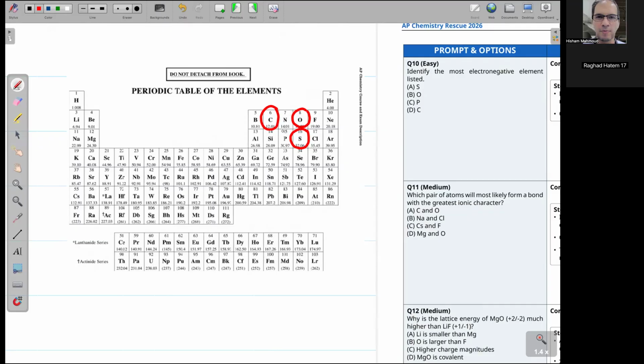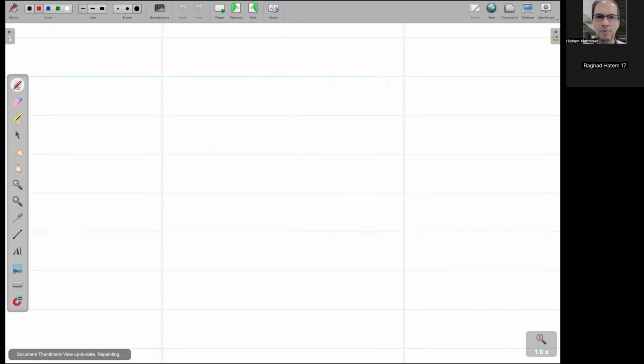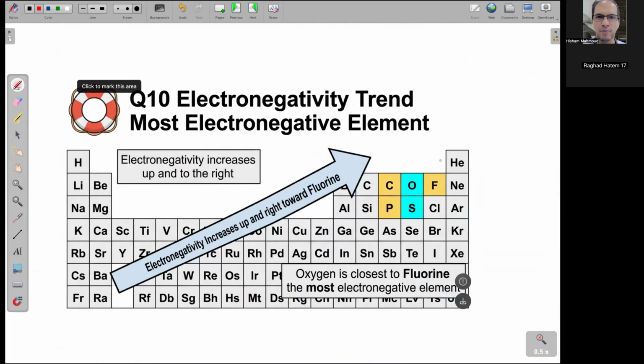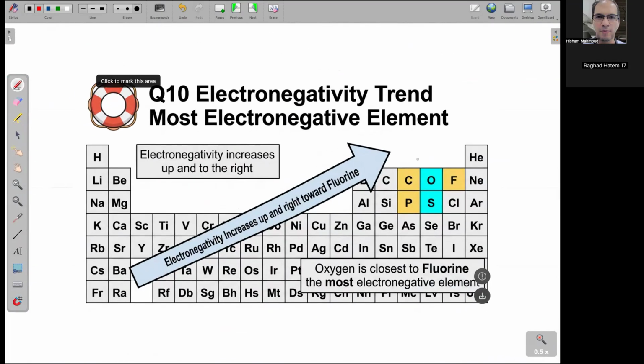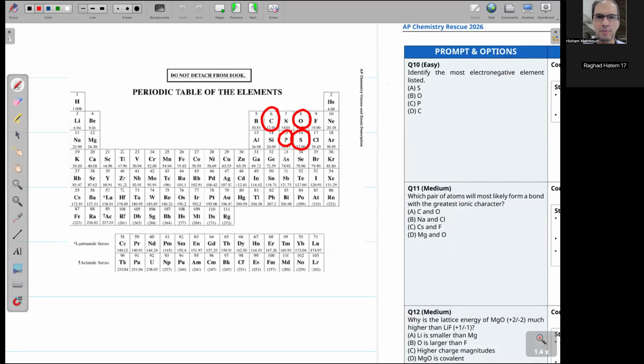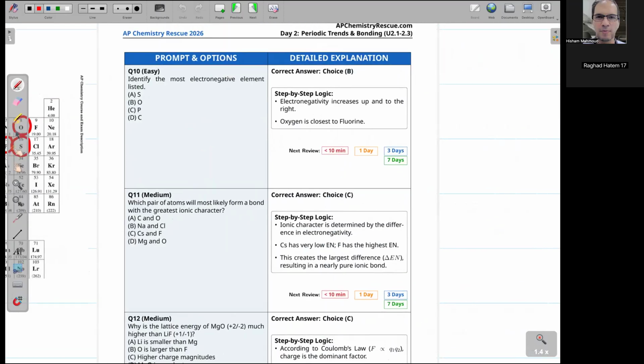So O will be having a high electronegativity, and we know that oxygen is one of the highest electronegativity elements, along with nitrogen and fluorine. If I compare carbon with oxygen, phosphorus and sulfur, I will see that oxygen has the highest one of them. The same reason: as I go up and to the right, this is closer to fluorine, which is the most electronegative element available in my periodic table.